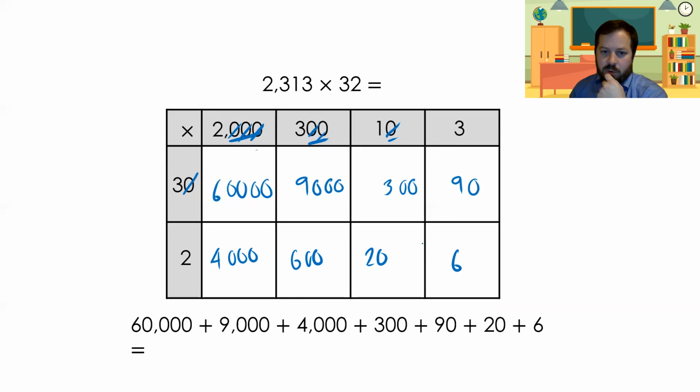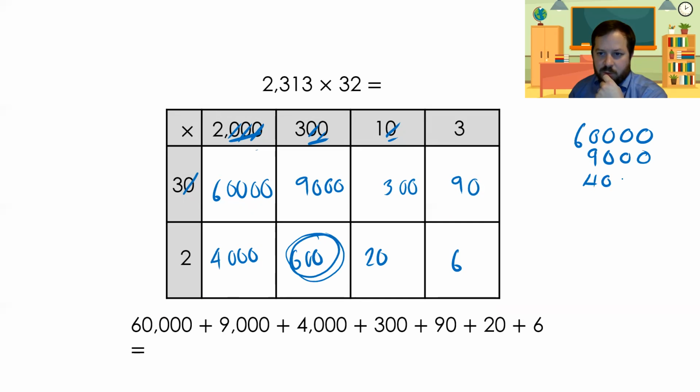And they're all the bits that we have here, except the 600 seems to be missing. So let's have a look and see whether we are missing this from this calculation. We do 60,000, 9,000, 4,000, 600, 300, 90, 20, 6.